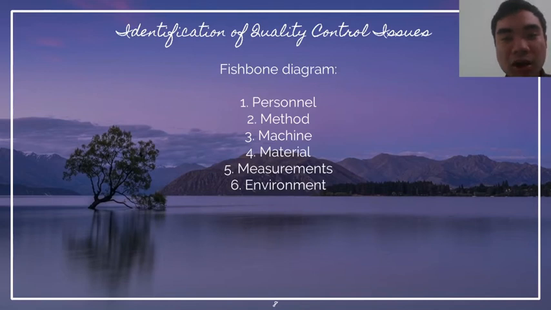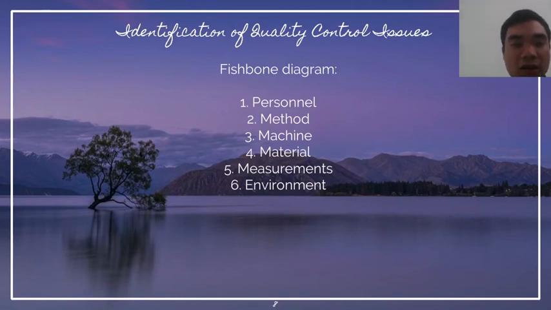Personnel includes all employees who are involved in the production process. Methods are the methods used to produce the products. Machines are the equipment used to produce the products. Materials are the raw resources used to produce the products. Measurements are the data which is earned from the measurements of quality costs. And the environment is the conditions that affect production processes, which can include weather conditions or pollution.